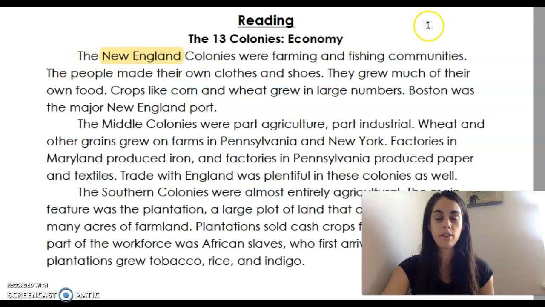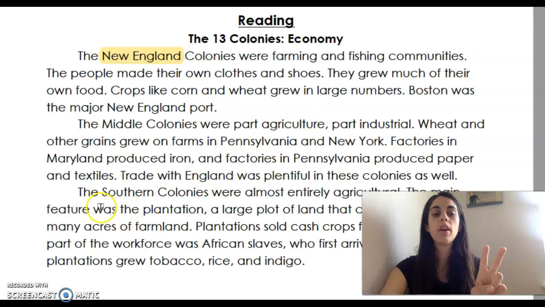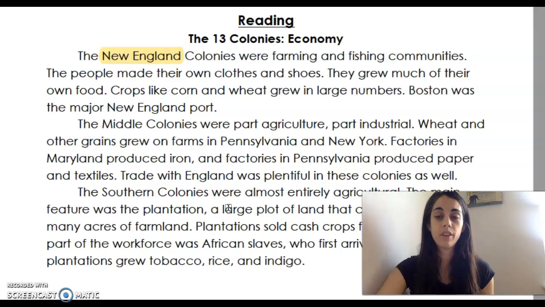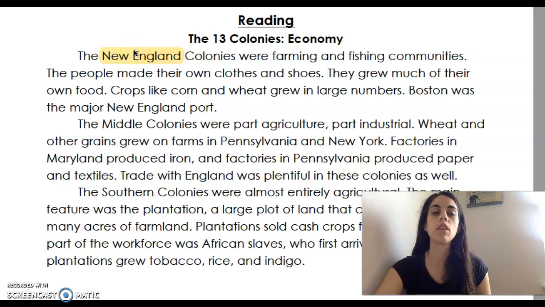La primera oración. Look at the first sentence of paragraph 2 and paragraph 3 to find the paragraph about your region. Good job. Okay, so now I'm going to look for information about the economy in the New England colonies in this first paragraph.